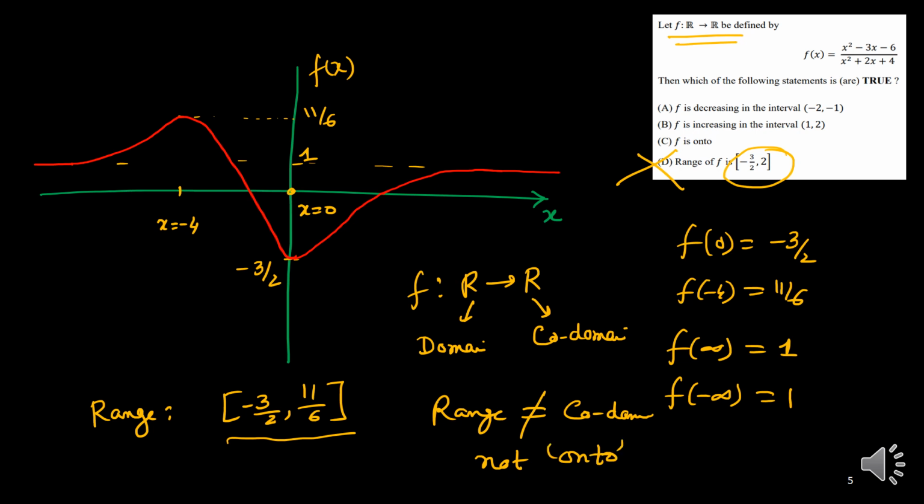For onto, what is the requirement? The range should be the same as the codomain. Here the range is a subset of the codomain, thus it is not onto. So this C is also not correct. So we have option A correct and option B correct. A and B are correct, and C and D, these two are wrong. So we have solved this problem.